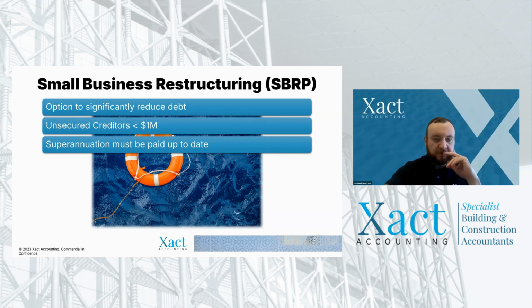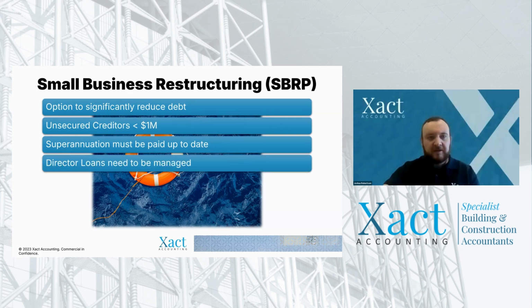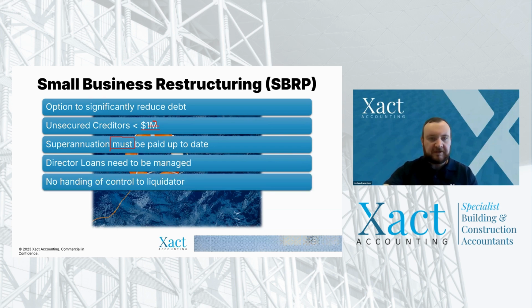So the key criteria are that we need to have less than 1 mil in overall unsecured creditors. Super must be paid. Now, this is the key thing. If you've accumulated a bunch of super as well, you need to make sure it's paid to be able to do this process. Another one, which Dylan's about to touch on very shortly, is director loans need to be managed. They're a very big topic area when you're trying to manage debt, particularly if you're asking the ATO to take cents in the dollar.